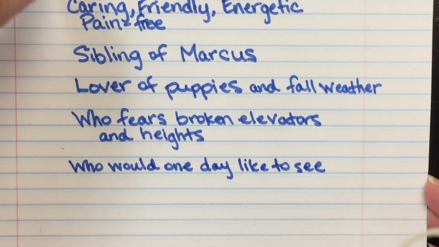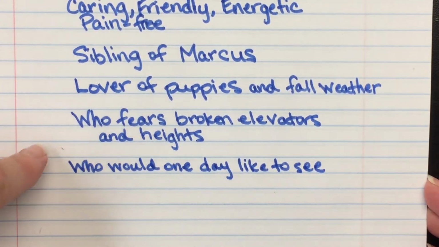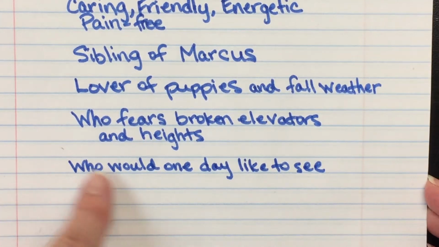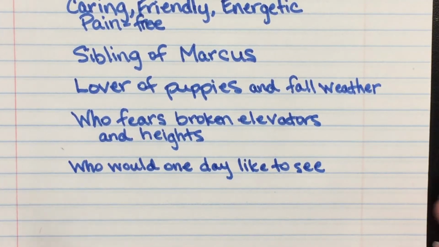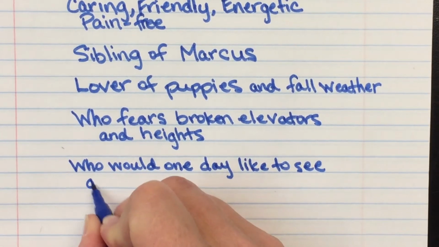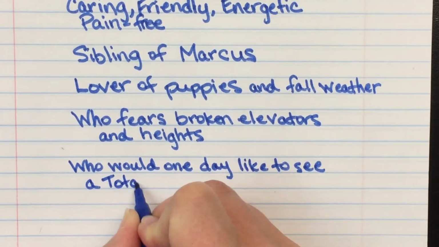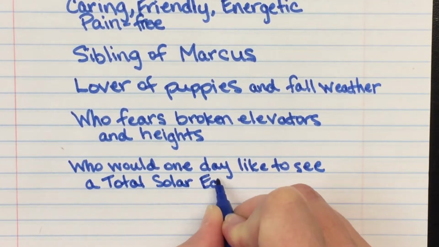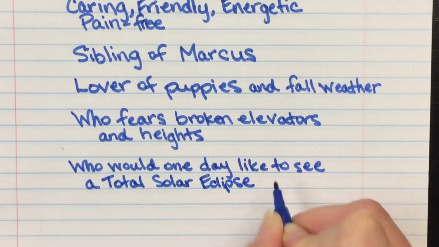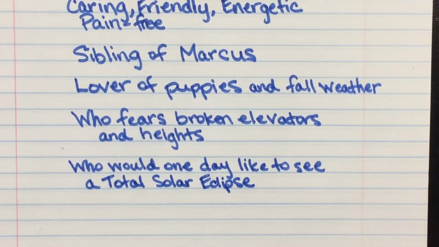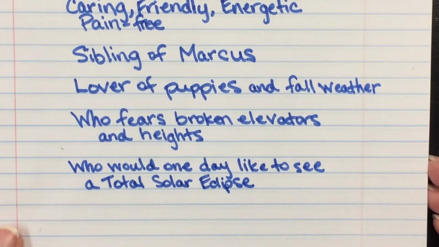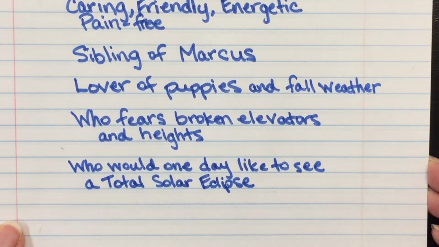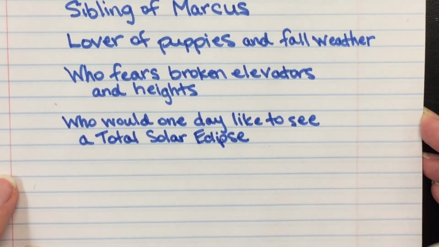So this is like Mrs. Lehnert, who is a lover of puppies and fall weather, who would one day like to see what? So my thing is, I would like to see a total solar eclipse one day. Okay, so we are almost done.